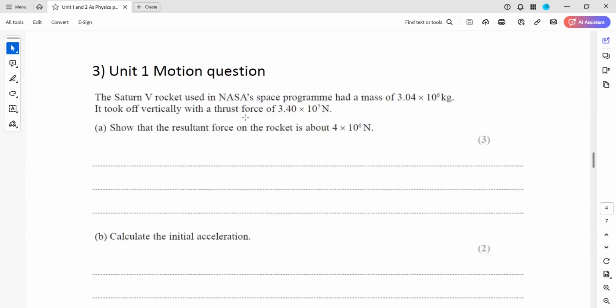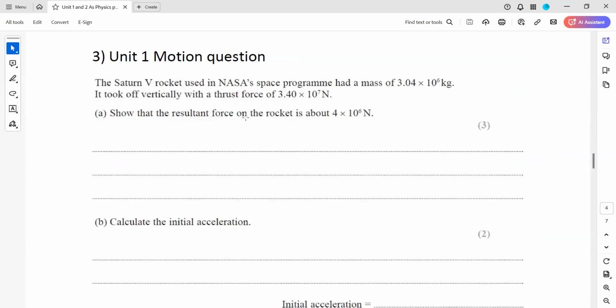This question is related to Unit 1, the motion topic. A Saturn V rocket used in the NASA space program has a mass of 3.04 × 10^6 kg. It took off vertically with a thrust of 3.4 × 10^7 newtons. What is the resultant force? So what is the resultant force on the rocket?